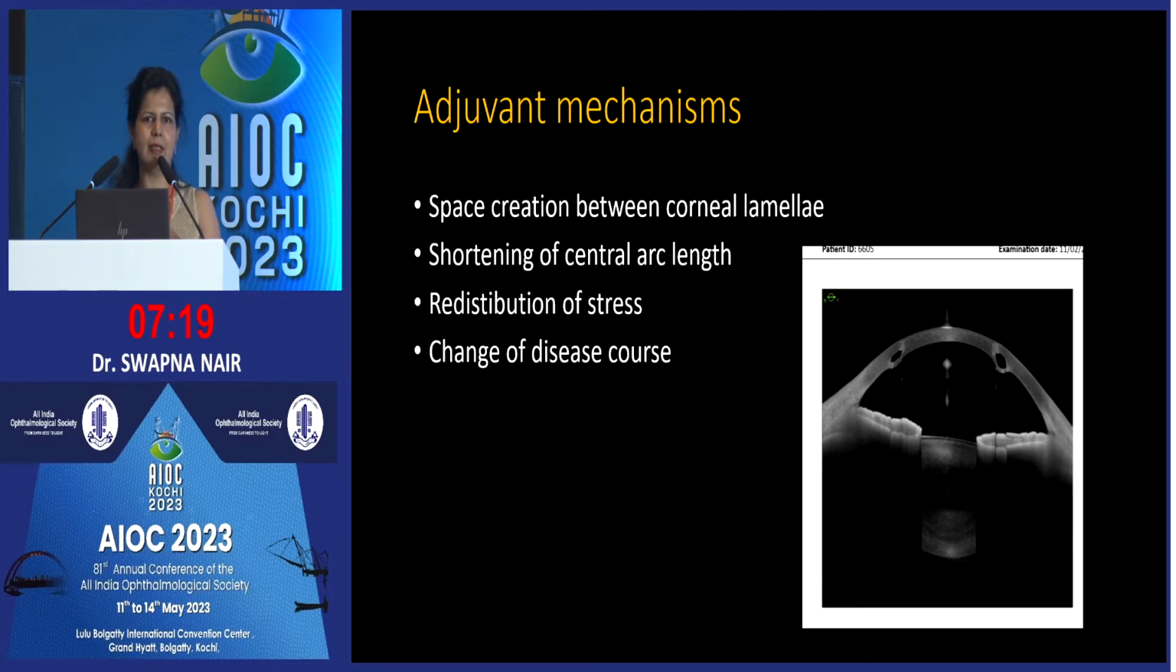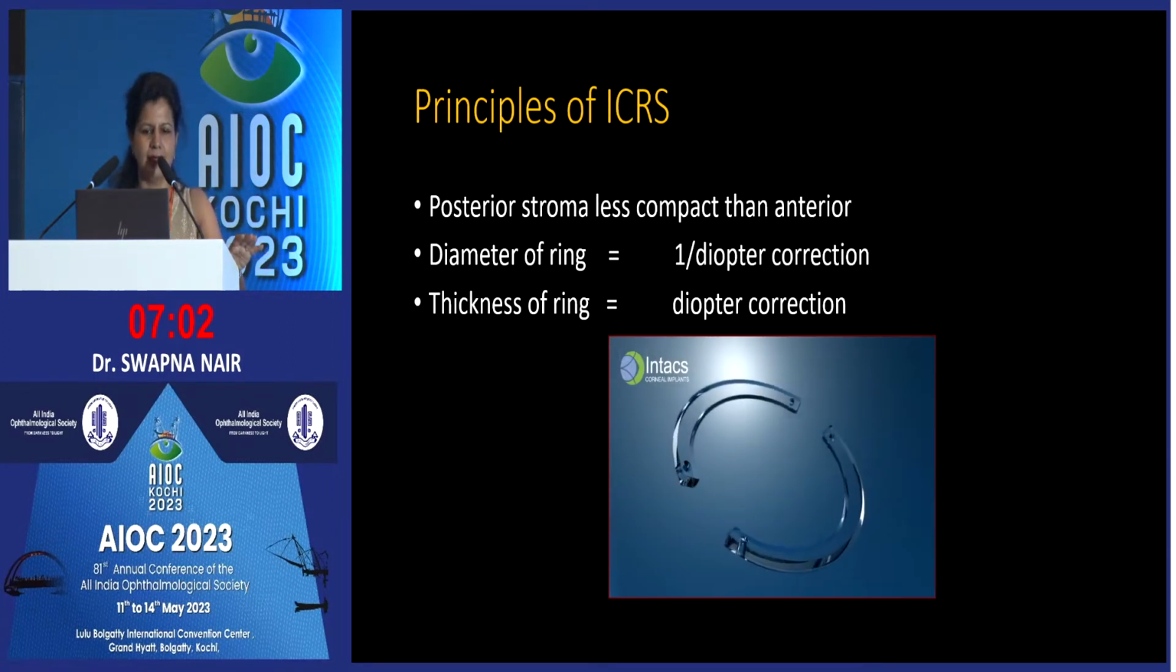Now, this was studied by El Husseini in 2013. And they found out that this redistribution of stress changes the disease course to some extent. So these are the two mechanisms, and these are the two basic facts on which application of ICRS depends.